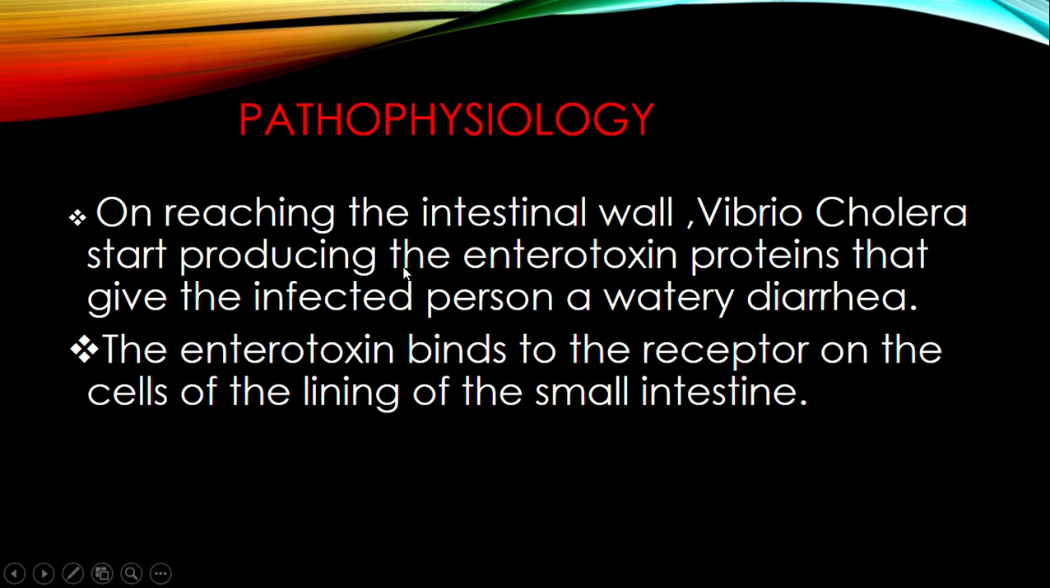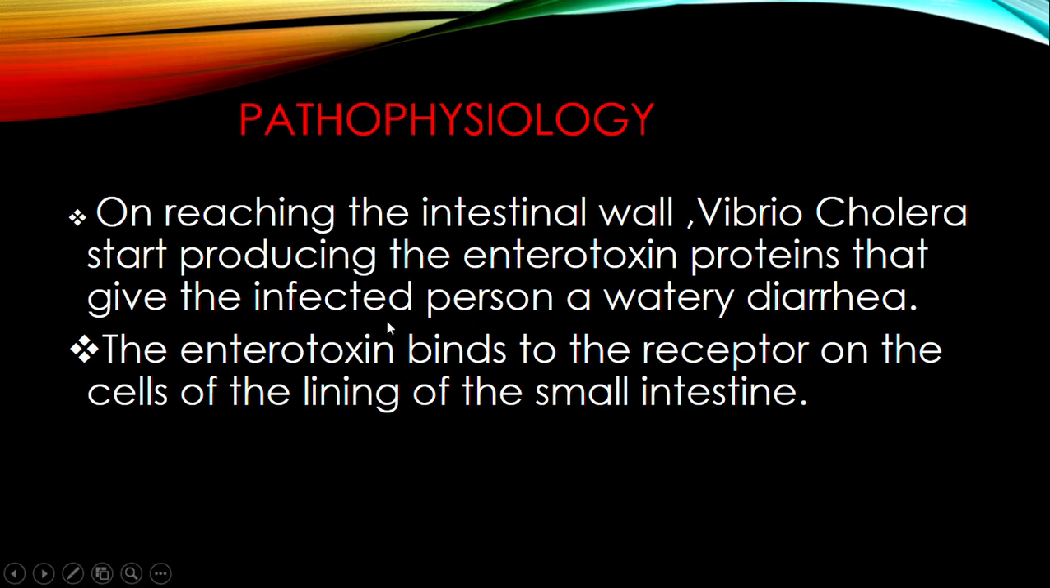Now, on reaching the intestinal wall, Vibrio cholerae start producing the enterotoxin proteins that give the infected person a watery diarrhea. So notice that when the bacteria attaches itself to the wall of the intestines, it starts to produce an enterotoxin. So it is this enterotoxin which makes a person lose a lot of water through diarrhea. Now, how does that happen?